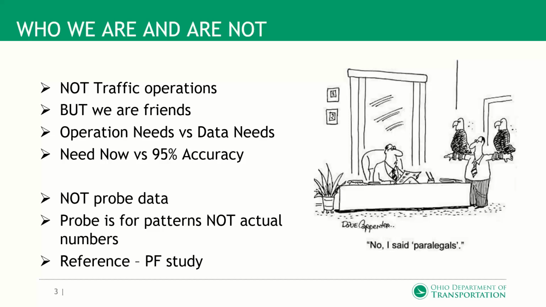That probe data from StreetLight and things like that are absolutely wonderful for patterns. But don't be fooled. Don't think that their AADT estimates are accurate. They're anywhere from 20 to 40% off.